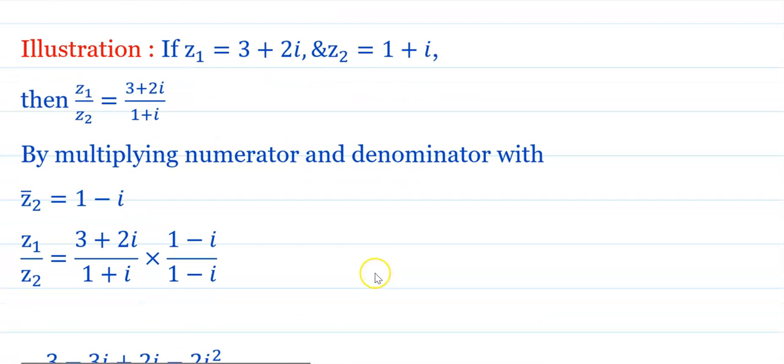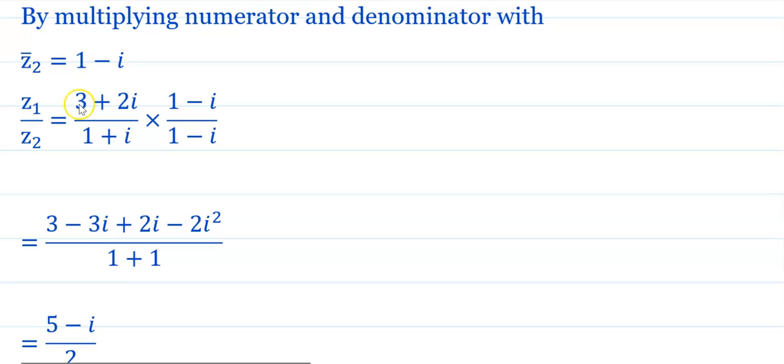Okay. Next, the illustration. Z1 is equal to 3 plus 2I. Z2 is equal to 1 plus I. Now their division. Z1 upon Z2 is equal to 3 plus 2I upon 1 plus I. What about the Z bar? It's a conjugate. Change the sign of the imaginary part. Okay, 1 minus I. And then we multiply it with the numerator and denominator. Okay, 3 plus 2I upon 1 plus I into 1 minus I, into again 1 minus I.